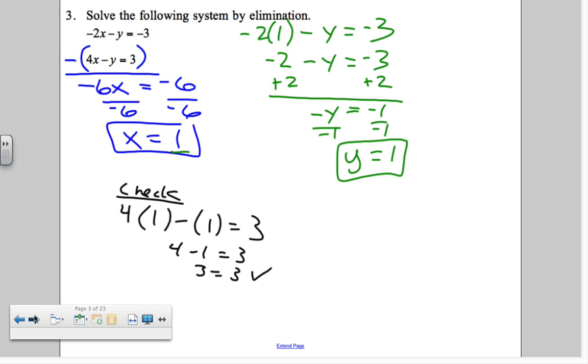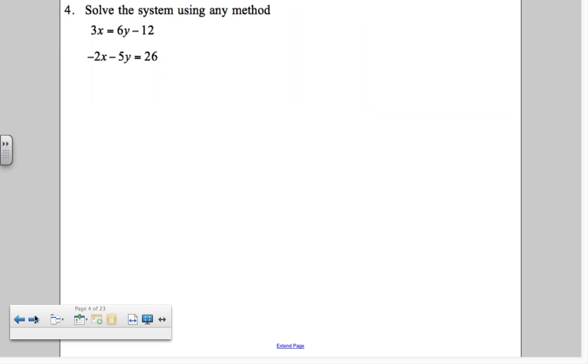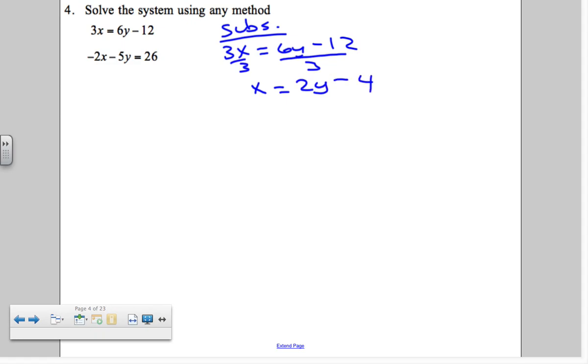All right? Now number 4, it says you can use any method. So you get the choice of using substitution or elimination. If you want to use substitution, probably the easiest way is to take the top equation and solve it for x by dividing everything by 3. So you get x equals 2y minus 4. And then you would substitute that 2y minus 4 in place of x in the other equation.